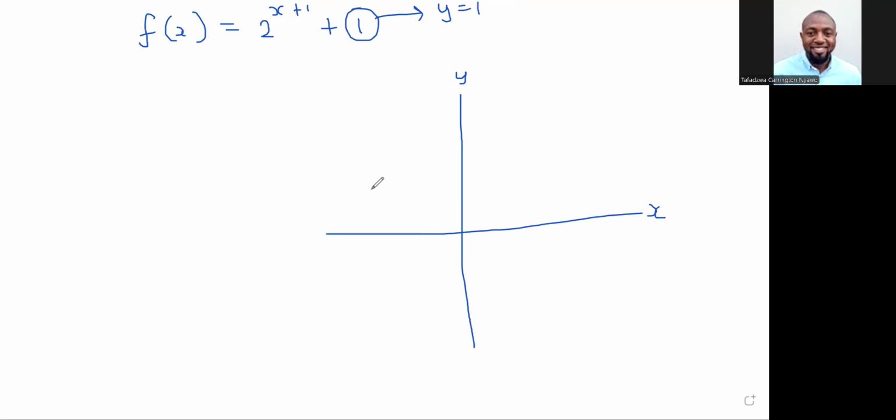The horizontal asymptote is y is equal to 1. It's going to cut the y-axis at 1 there. So this is my y is equal to 1. That will be step number 1. Then step number 2 is the shape. What is the shape going to be? Is it going to be increasing or decreasing?